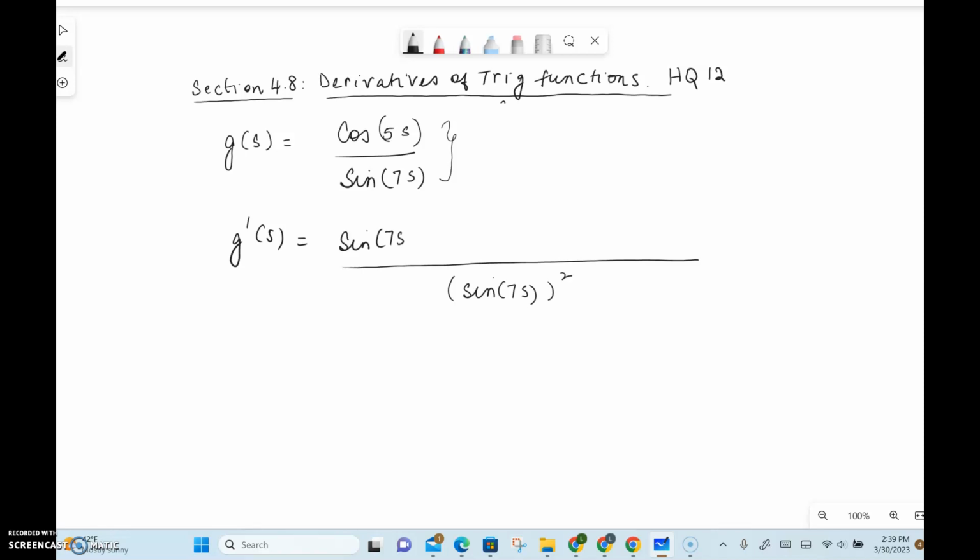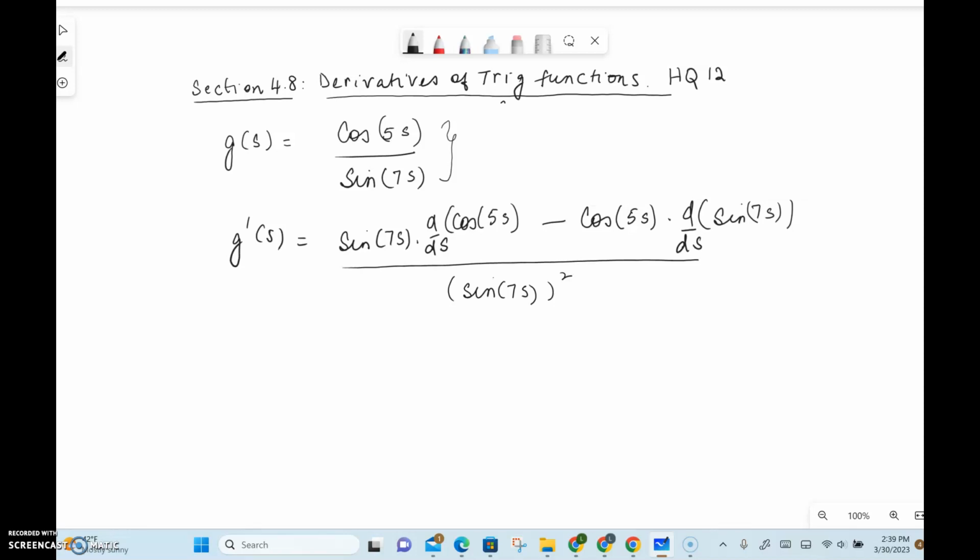Denominator times d by ds of numerator, minus numerator times d by ds of denominator. So that's the first step.